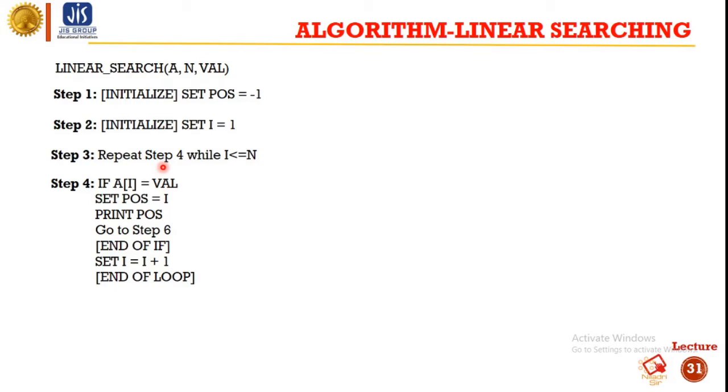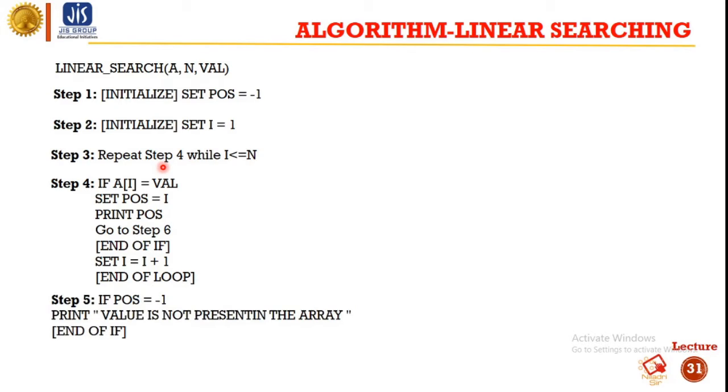And if it is not found, then we will increment the value of I by 1. So the next value of I will be 2. Next we will check whether the element in the second position is equal to the searching element or not. If it is, then we will move to step 6, otherwise the value of I will be incremented. So this is how it will go on.